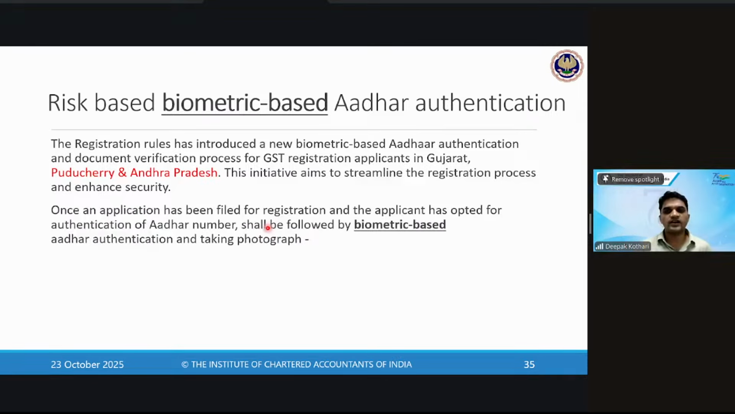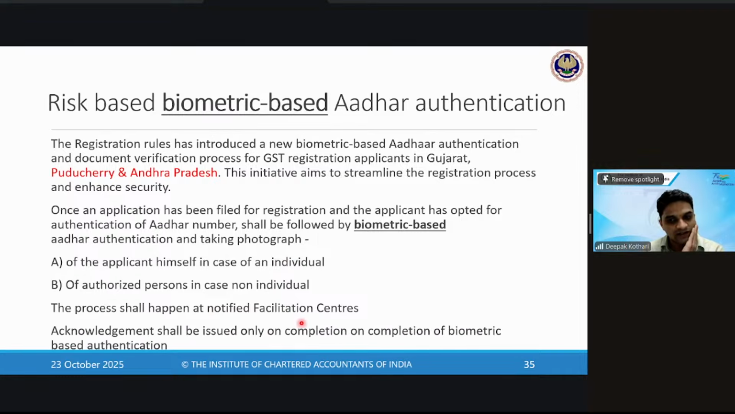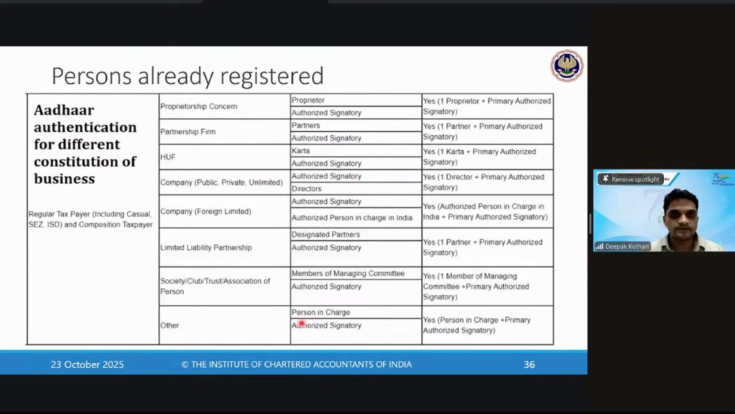Once an application has been filed and the applicant has opted for authentication of Aadhaar, it shall be followed by biometric based Aadhaar authentication and taking photographs of the applicant. तो biometric based Aadhaar authentication होगा और applicant का फोटो लिया जाएगा, or authorized person in case of a non-individual. अगर इंडिविजुअल है तो फिर प्रोपराइटर का, अगर इंडिविजुअल नहीं है तो फिर एज यूजुअल पार्टनर का या मैनेजिंग डायरेक्टर का रहेगा. Then this process shall happen at the notified facilitation center. होने के बाद आपको एक एक्नॉलेजमेंट दिया जाएगा.